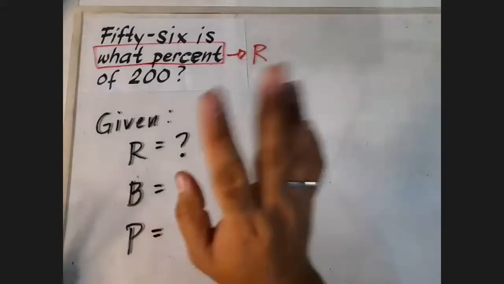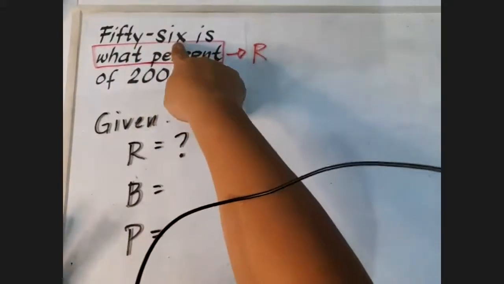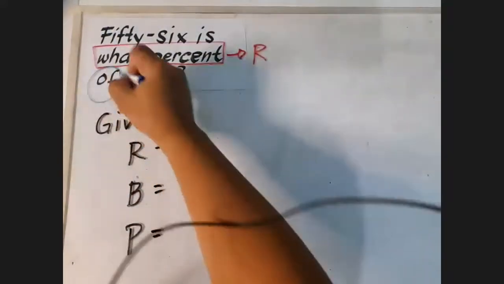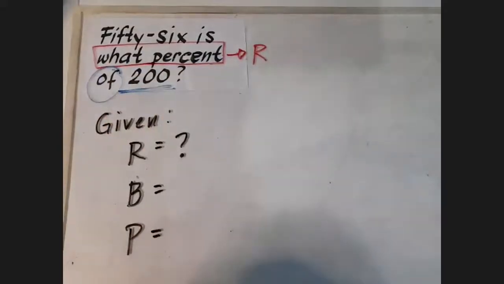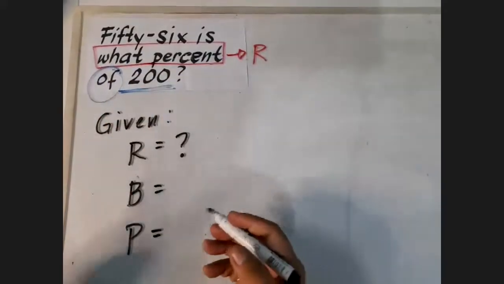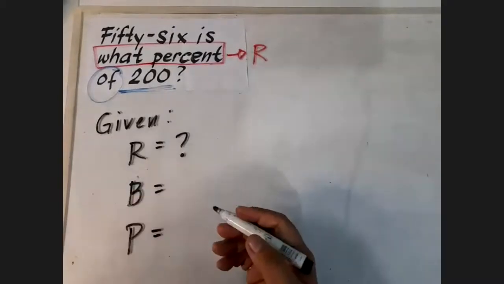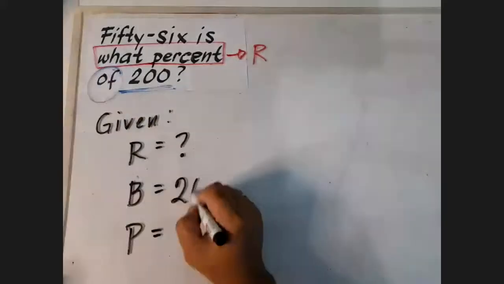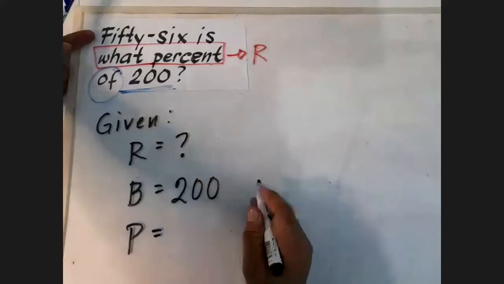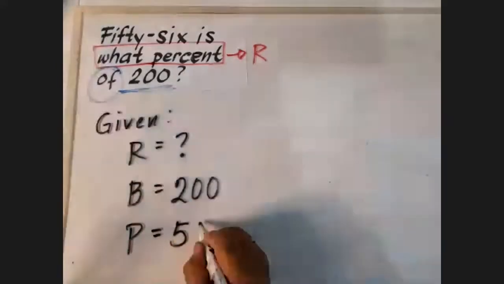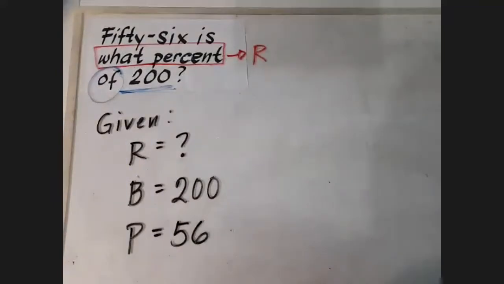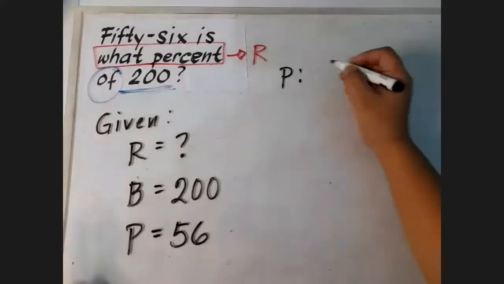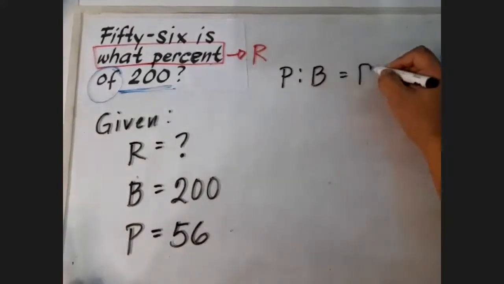Now, next, we have 56. Kaso, yung 56, wala siyang off. Nasaan yung salitang off? Yung off natin ay nasa 200. Okay, that means yung base natin, which is next in line in identifying the given, yung off 200, base is 200. That leaves us with 56 a percentage. Okay, 56. Again, we have our working equation. P is to B equals R is to 100.